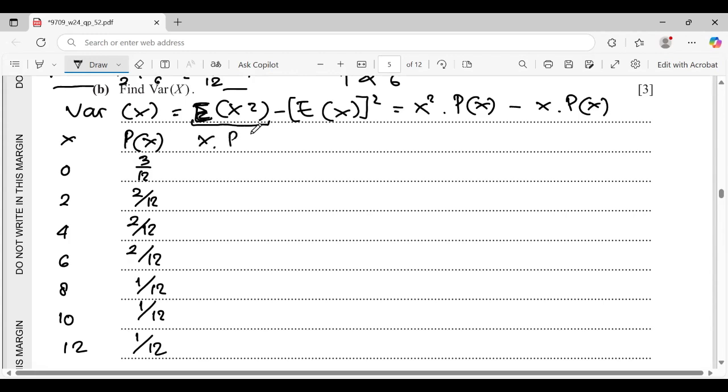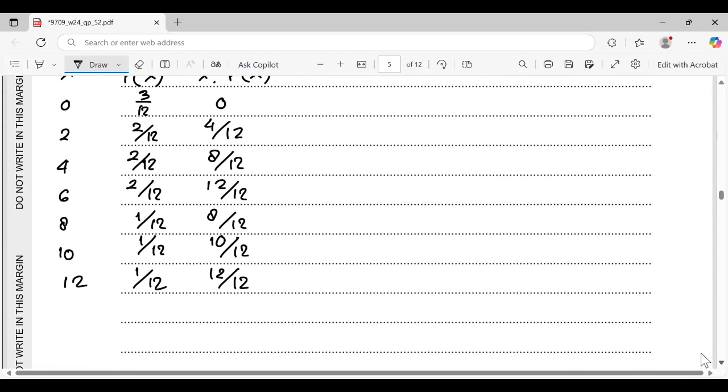For x times px: 0 times this number is 0. Multiply is 4 over 12, 8 over 12, this is 12 over 12, this is 8 over 12, 10 over 12, and this is 12 over 12. And if you calculate sigma of x, px, it is 54 over 12.